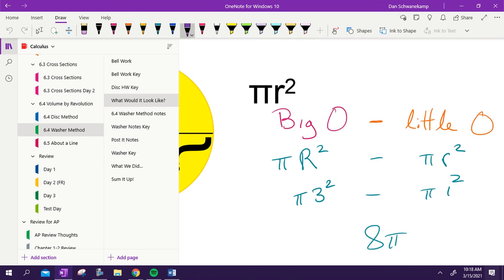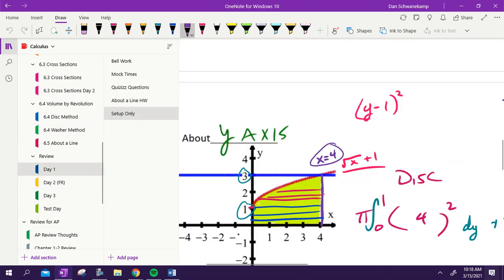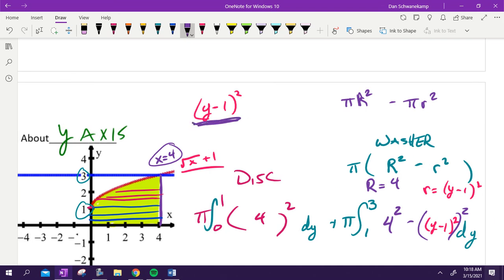So we just factored out a pi. It's just the big radius squared minus the little radius squared. That's all we're looking at. Does that make sense? Yeah, so why is there two squares on it?